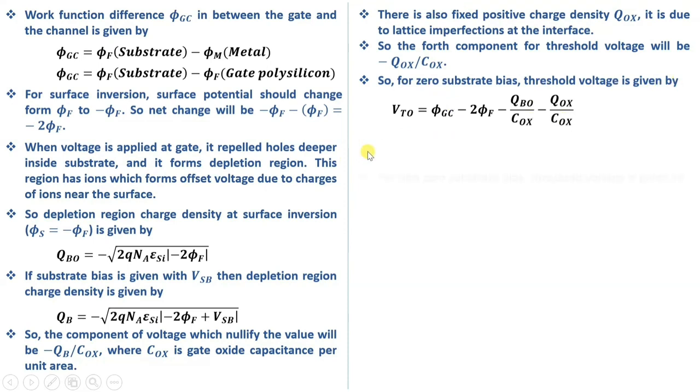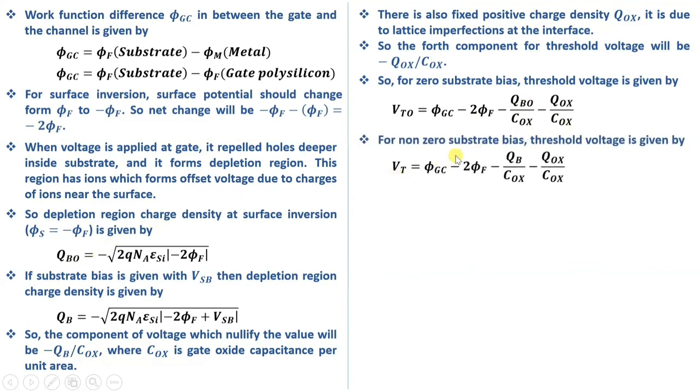If you want to calculate it with substrate bias, then instead of this QBO, we need to apply QB divided by COX. So the threshold voltage with non-zero substrate bias will be phi GC minus 2 phi F minus QB divided by COX minus QOX divided by COX.